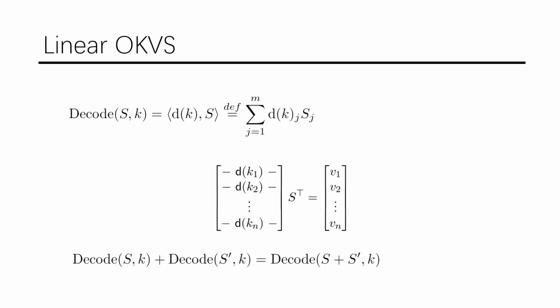Linear OKVS is a kind of OKVS where we can represent the encoding and decoding in terms of a matrix multiplication.